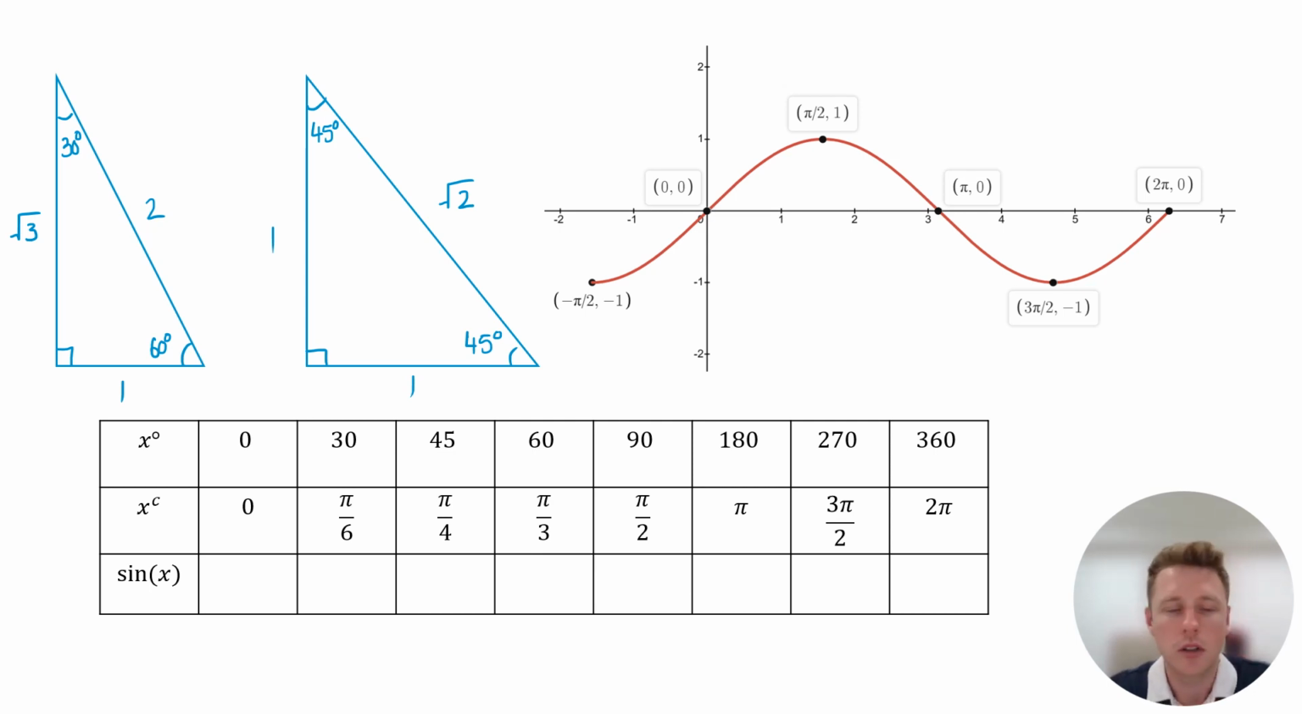So I wanted to just have a look at the inverse sine function. The first thing I wanted to do was to recap our exact values, and we'll do a bit of a speed run just to wrap our head around the exact values. These two triangles here can help us determine our exact values.